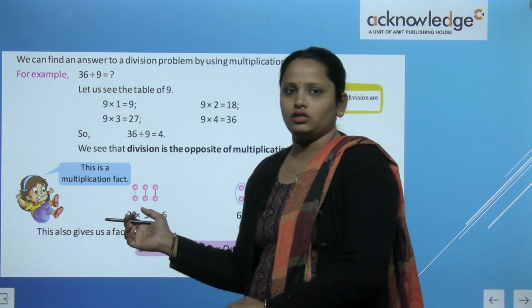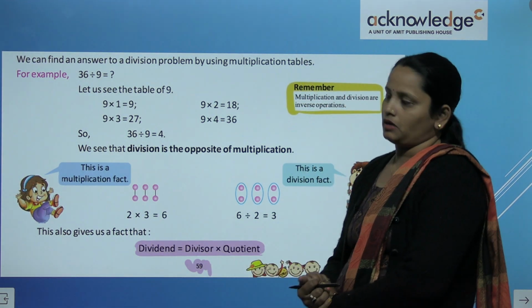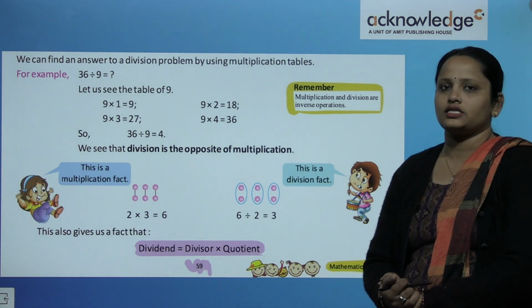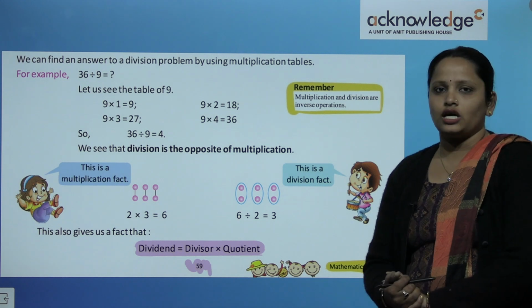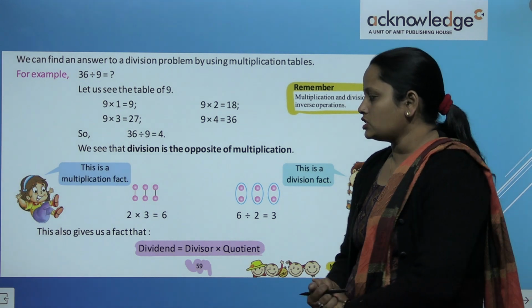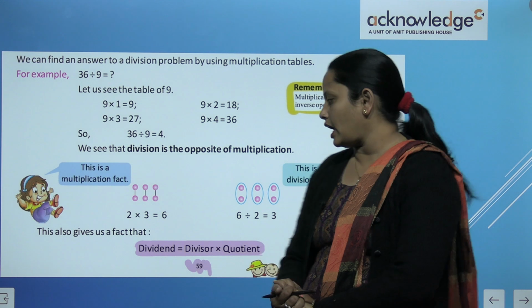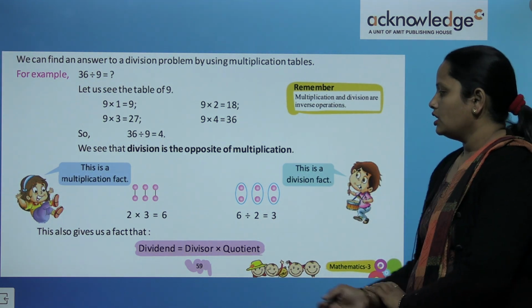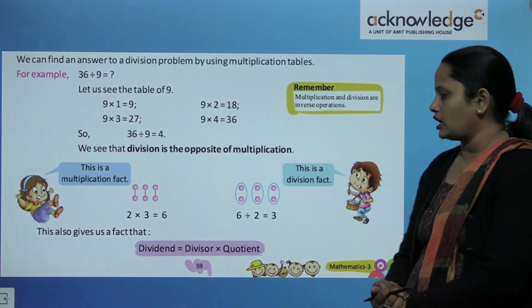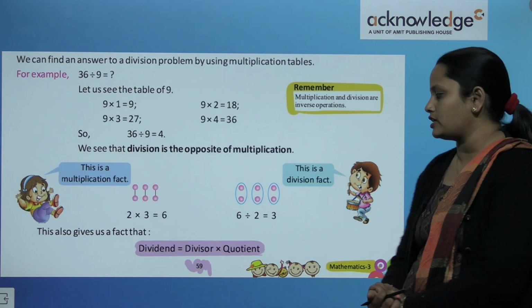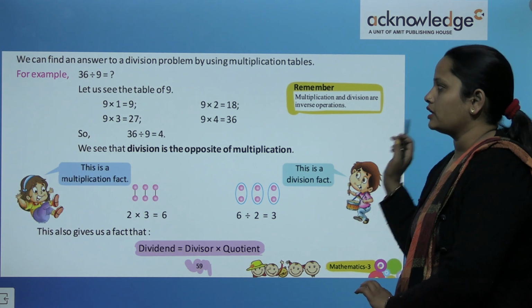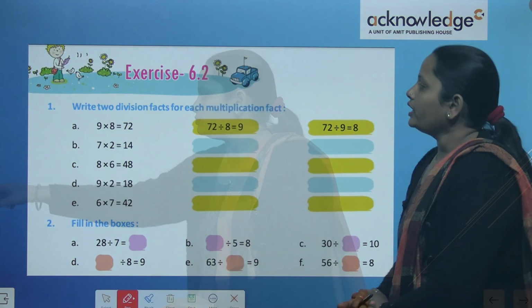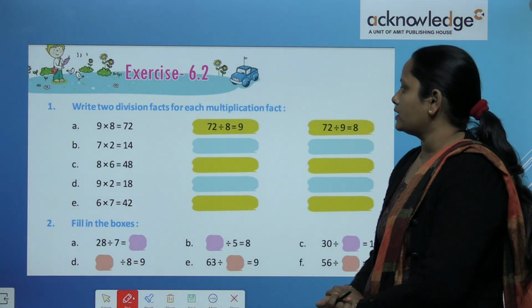Let's see. अब आपने लिखा 2 × 3 तो आंसर आ गया 6, मीन्स एक बड़ा नंबर है। लेकिन अगर आप 6 से 2 को divide करेंगे we will get 3 as answer. So ये नंबर जो है छोटा है। So this also gives us a fact that dividend is equal to divisor multiply quotient. डिविडेंड जो है अगर आपको निकालना है तो आप कैसे निकाल सकते हो, divisor को quotient से multiply करके. Now let's do this exercise 6.2. Write two division facts for each of the multiplication facts.